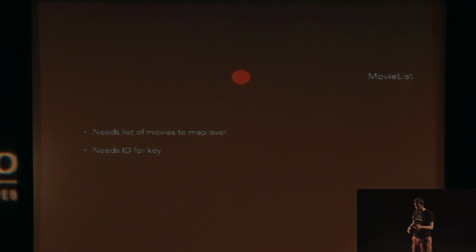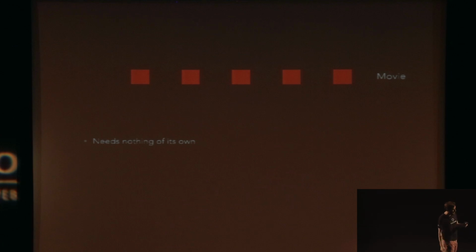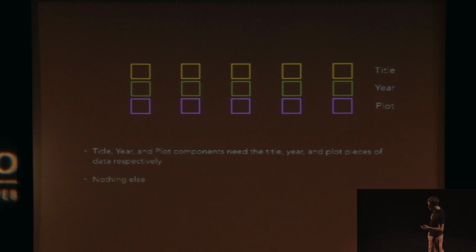Cool. So you have a movie list. Movie list just needs a list of movies to iterate over. It doesn't really need anything more than that. And then because we're in React, you need the key, or else the React tools are going to yell at you. So the IDs are needed there for the keys. Okay. Then you have the movies. The movies really need nothing of their own. They're just a container of other components, right? But you want a movie component so that you can just throw it on the screen. Okay. And then you have these titles, years, plots. And those all need their respective data, right? I hope we follow.